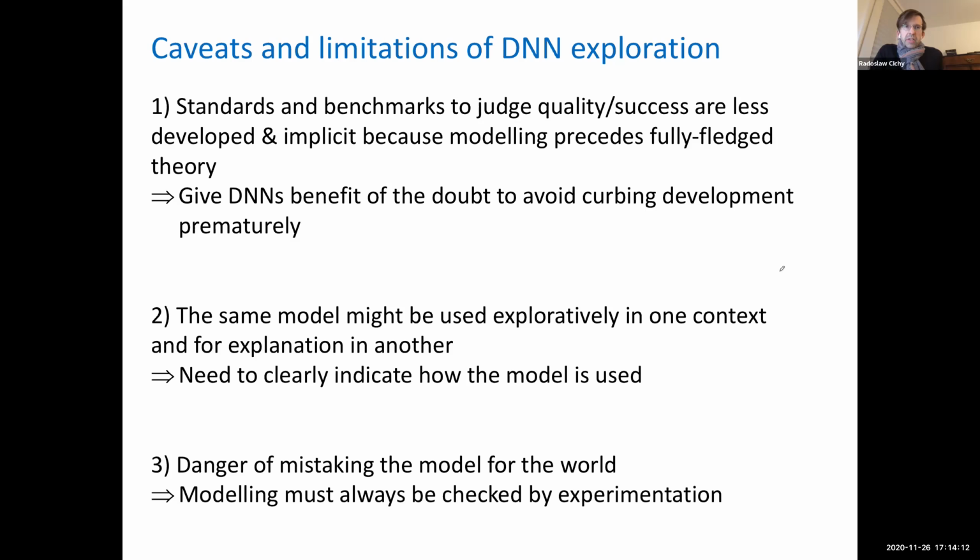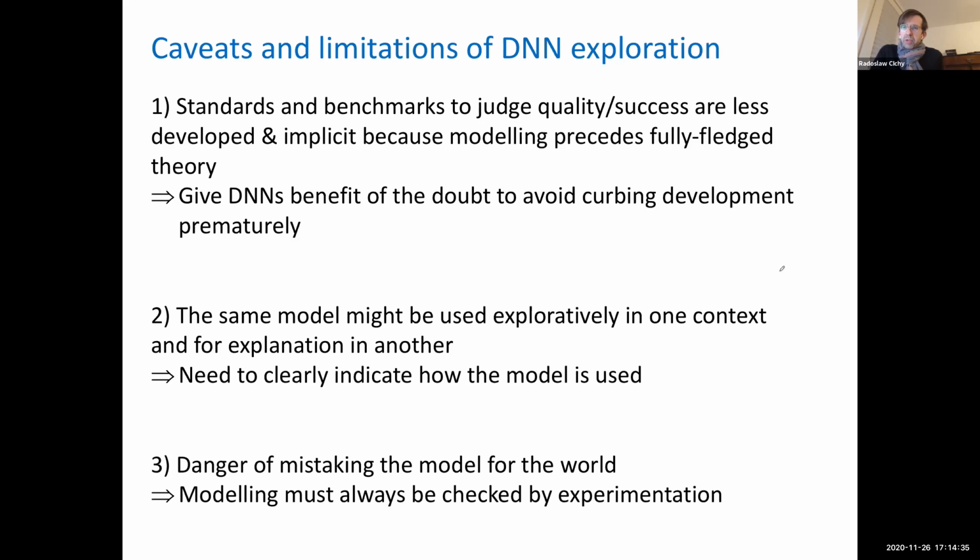The second point is that you can use the very same model for an explorative purpose in one context, and you can use it for explanation in another. I told you about 3 different ways. There's certainly more in how you can use these models for explanation. So all you should do is then clarify in the papers how you use the model.